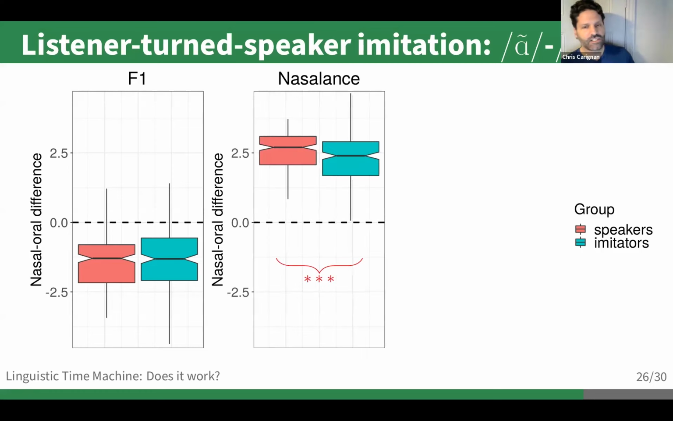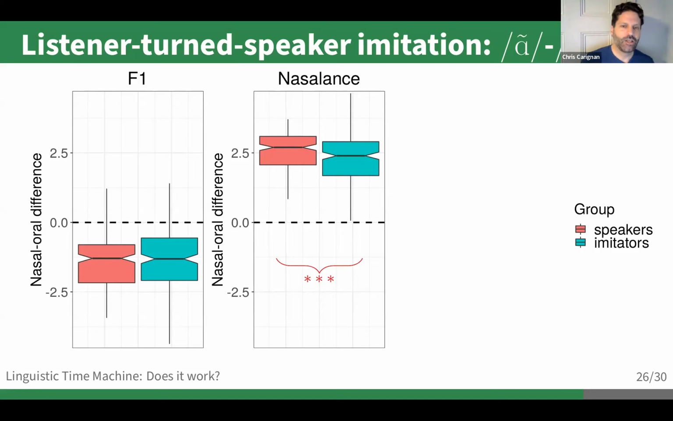But then nasalence, here we see predictably, now these are positive values, meaning the nasal vowel was more nasal than the oral vowel. That's not surprising, except not as much so for the imitators. So there's a significant difference here: even though the imitators produced the same F1 value, they produced the nasal vowel with a less great difference in nasality compared to the oral vowel, compared to the French speakers, if that makes sense.